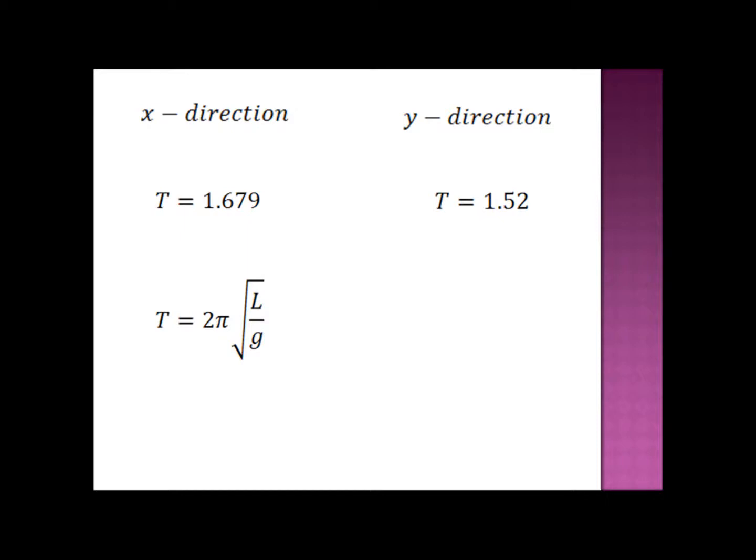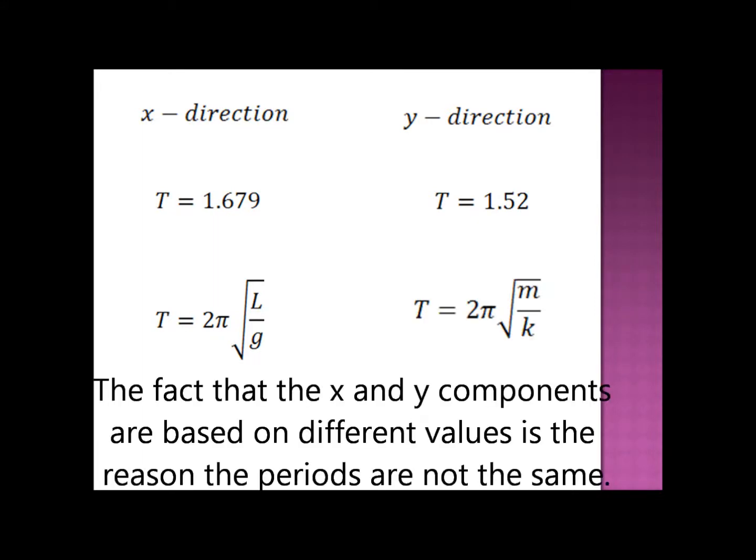For the x direction, the period is found using the formula T equals 2 pi times the square root of L over G, where L is the spring's length and G is the gravitational constant. In the y direction, the period is found using the formula 2 pi times the square root of m over k, where m is the mass and k is the spring's constant.